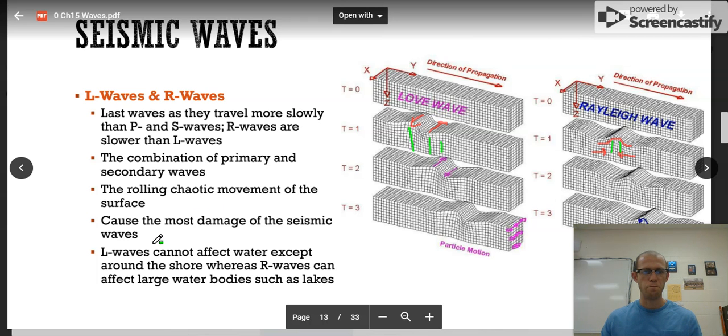And L waves, they're the ones that can't affect water. So you might see it on the edge of a pond, but you won't see it go through it. So it couldn't go through the core of the earth either. Rayleigh waves, though, can affect major bodies of water. So Rayleigh waves can. Love waves cannot.